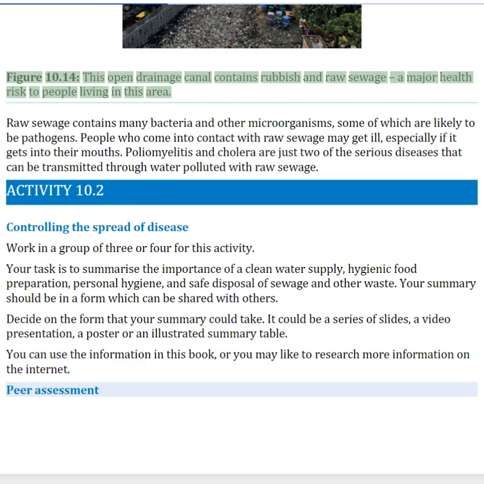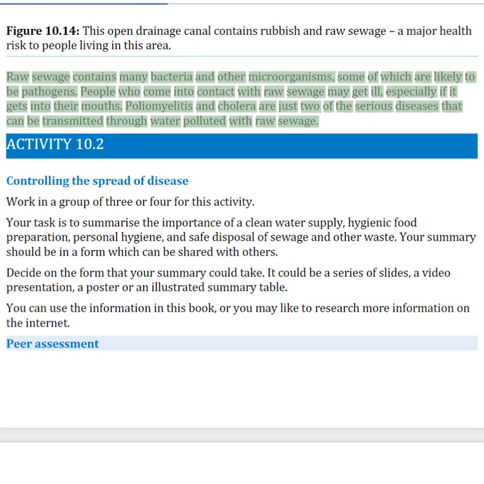Raw sewage contains many bacteria and other microorganisms, some of which are likely to be pathogens. People who come into contact with raw sewage may get ill, especially if it gets into their mouths. Poliomyelitis and cholera are just two of the serious diseases that can be transmitted through water polluted with raw sewage.